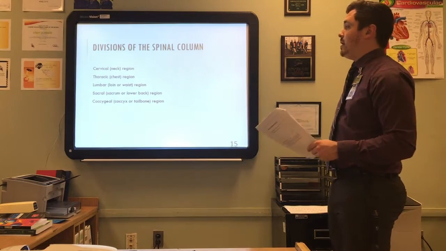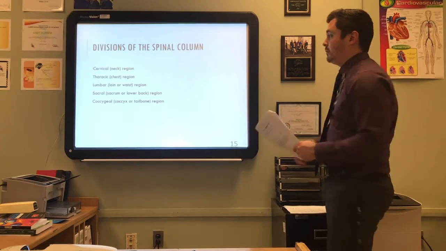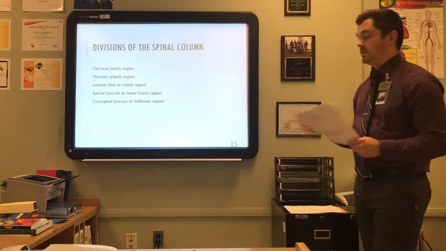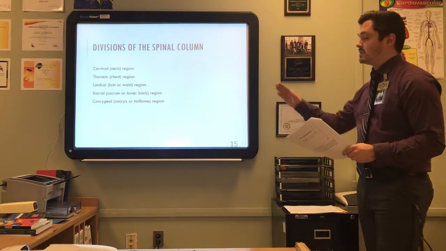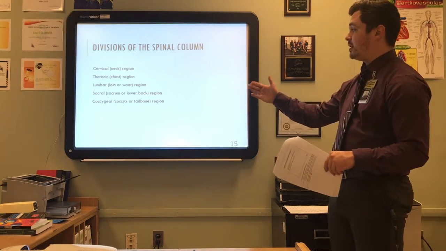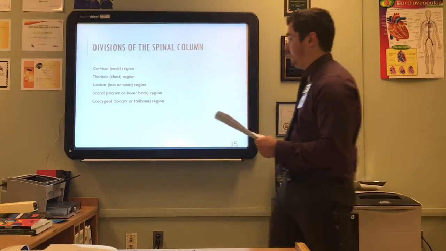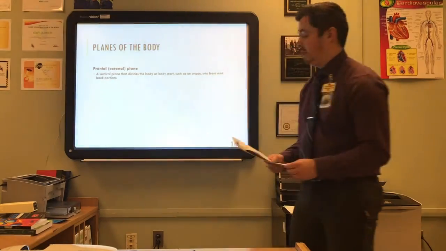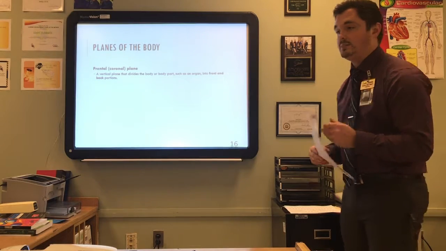You have your lumbar, loin, or waist. Your lumbar is your lower back region. Your sacrum, or your sacral region, is your lower back. And then you have your coccygeal, which is basically your tailbone, your coccyx or tailbone region, and those are in the back, at the very bottom of that spinal column. And then we're going to talk about the planes before we get into the different words that we're going to see in this chapter.